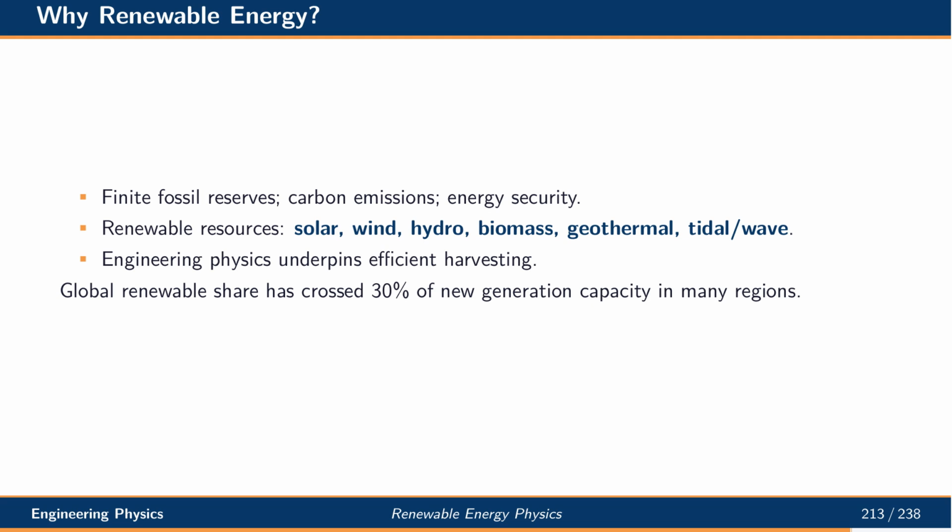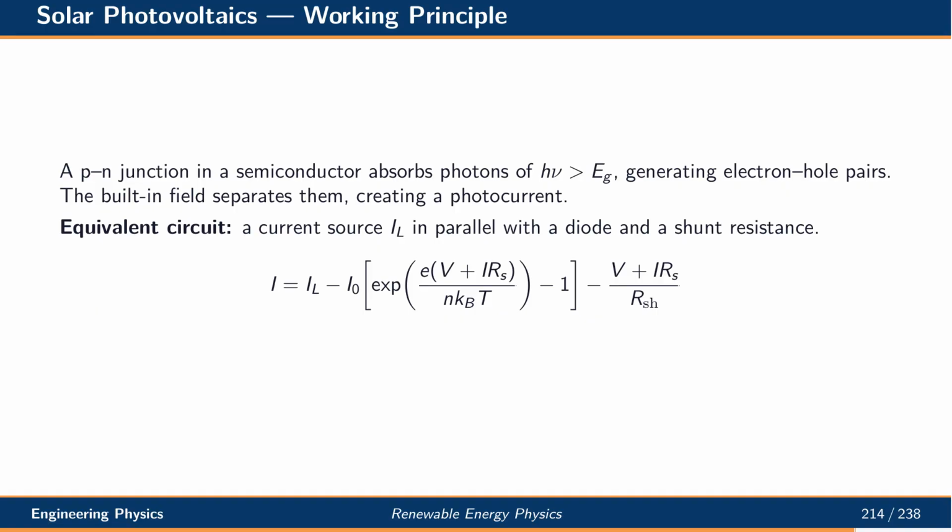Globally, renewable energy now represents more than 30% of new generation capacity in many regions, and this fraction is growing. A solar cell is essentially a p-n junction that absorbs photons of energy greater than the band gap. Each absorbed photon creates an electron-hole pair, which the built-in field separates, producing a photocurrent. An equivalent circuit models the cell as a current source in parallel with a diode and a shunt resistance, with a series resistance in the wire. The diode equation combined with the photogeneration term gives the cell's current-voltage characteristic, showing how output current depends on voltage and illumination.